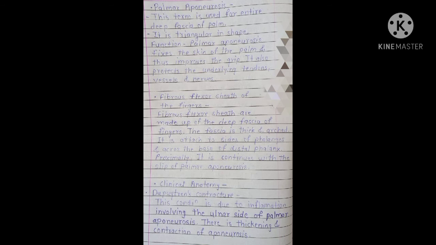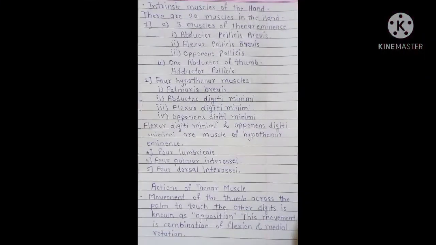Clinical anatomy of the palm. There is Dupuytren contracture. This condition is due to inflammation involving the ulnar side of the palmar aponeurosis. There is thickening and contraction of the palmar aponeurosis.